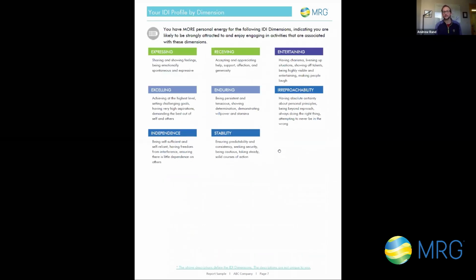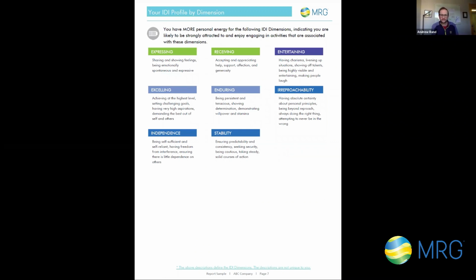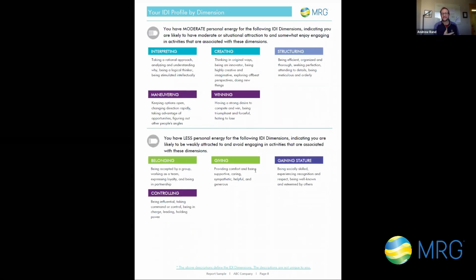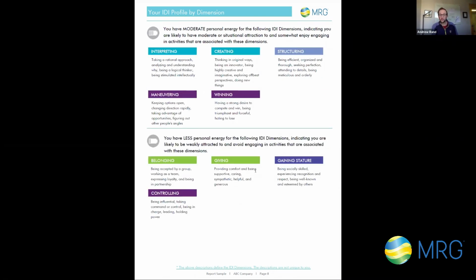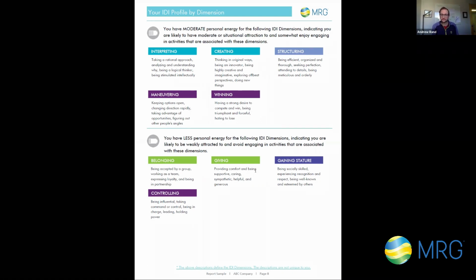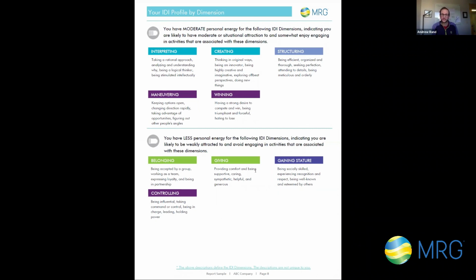The remainder of this section is a new way of presenting the IDI dimension definitions. What we've done here is cluster the dimensions by score into more, moderate, and less groupings. Each of these groupings has a definition in terms of what more, moderate, and less personal energy indicates. And underneath each dimension is the definition itself. It's important to note that the definitions are standard, so they're not unique to each participant.